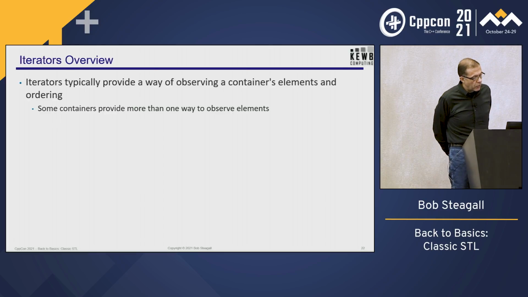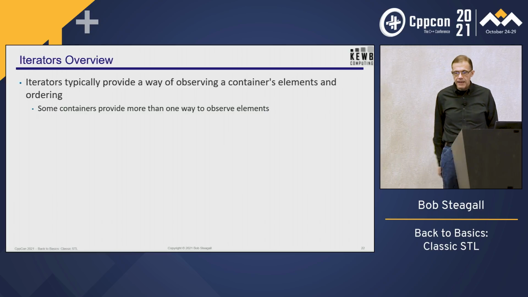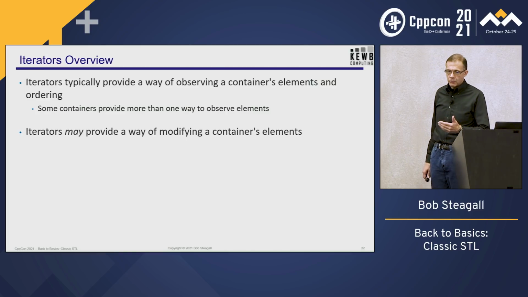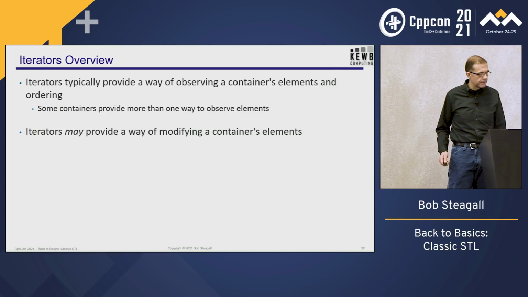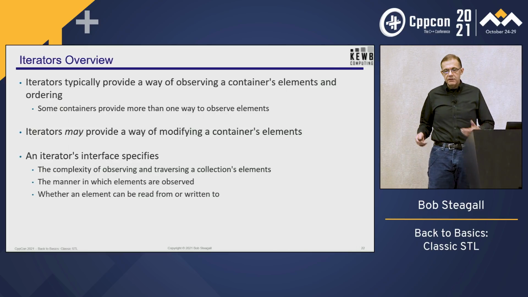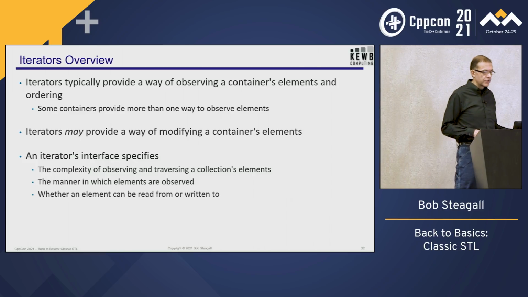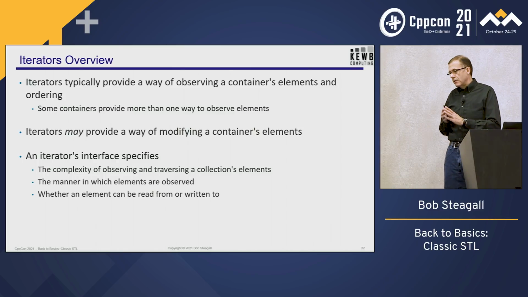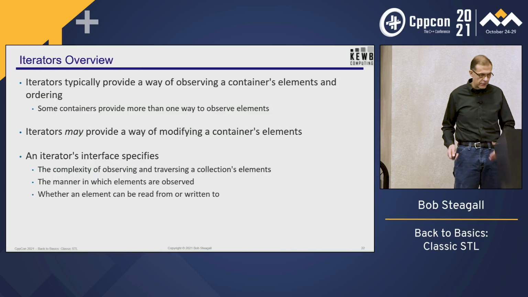So iterators provide a way of observing a container's elements and its ordering, and some containers provide more than one way to observe their elements, and we'll see that in a few slides. Iterators may provide a way of modifying a container's elements. Most iterators only provide const access or read-only access to elements, but there are some containers and some iterators that allow you to modify the contents of elements. The iterator's interface specifies things like the complexity of observing and traversing the collection's elements, the manner in which elements are observed, and whether or not an element can be read from or written to. But it does this in an abstract way, such that iterators have a well-defined interface that's used by algorithms in order to perform the computations I mentioned earlier.